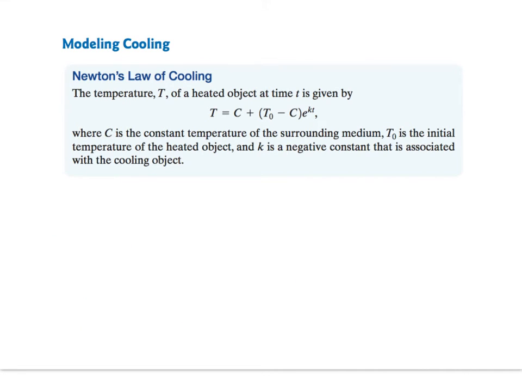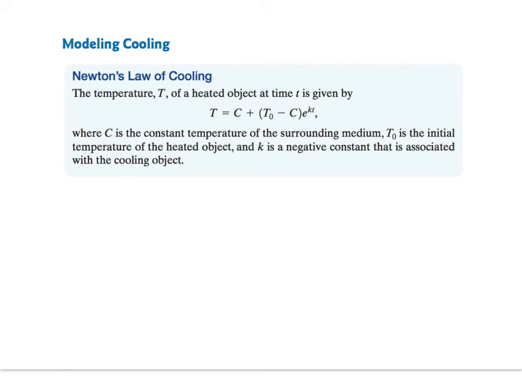Our next example we're going to look at here is anytime we're looking at something cooling, it follows what's called Newton's law of cooling. So if I make a cup of coffee and it starts out at 140 degrees and cools down to the room temperature, which in our classroom is sometimes right around 67 degrees, what is the shape of that graph as it cools down?